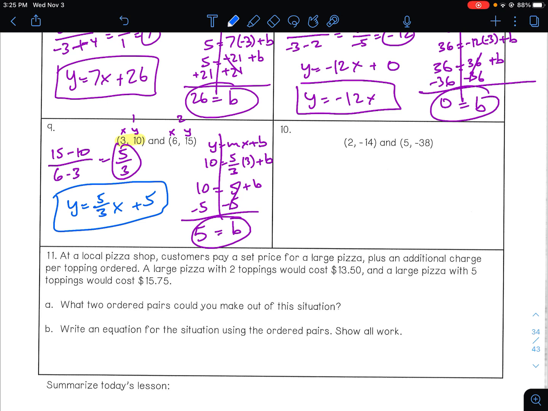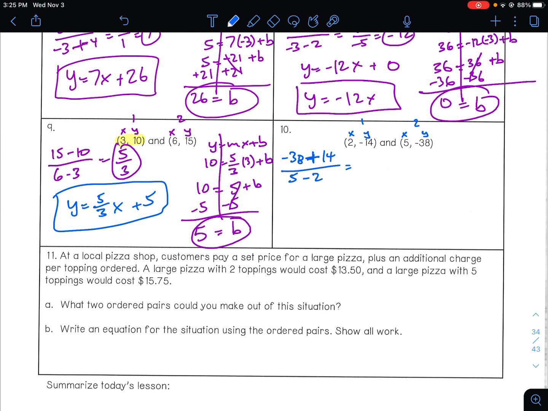One more of these kinds of problems. We are going to make this point 1. We're going to make this point number 2. This is the x, this is the y, this is the x, this is the y. So y2 is negative 38 minus y1, which is negative 14, so minus negative, which is positive, basically. x2 is 5, x1 is 2. So negative 38 plus 14.